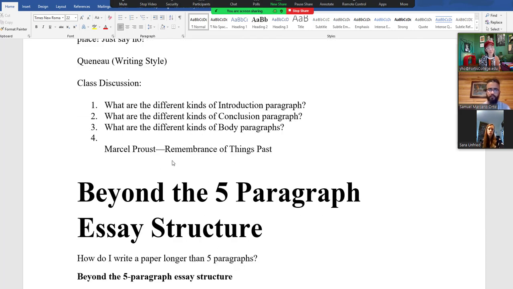And yes, it was Marcel Proust in Remembrance of Things Past, in which he had one sentence for like 88 pages or something like that. That was the name of the novel.